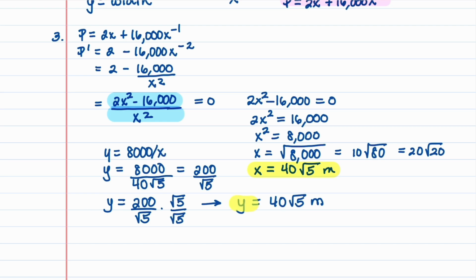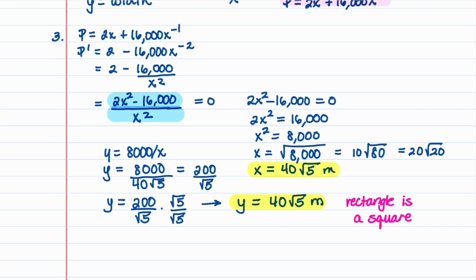And let's go ahead and highlight that. Notice that x and y are the same. So let's just make a note that our rectangle is a square. Now, it may feel that we're done, but we're not done yet. What we need to do is find the minimum perimeter.